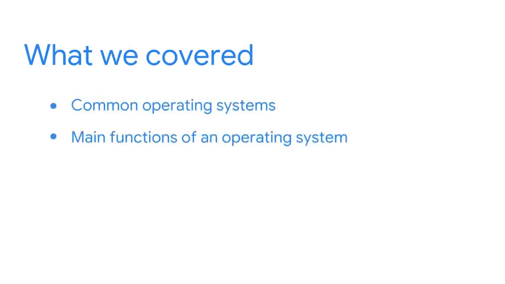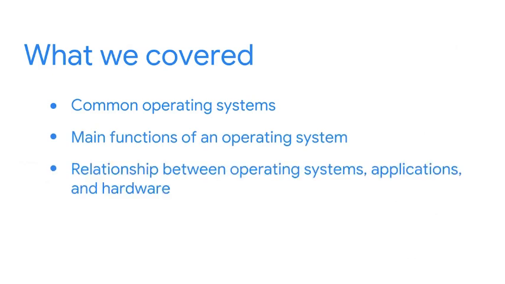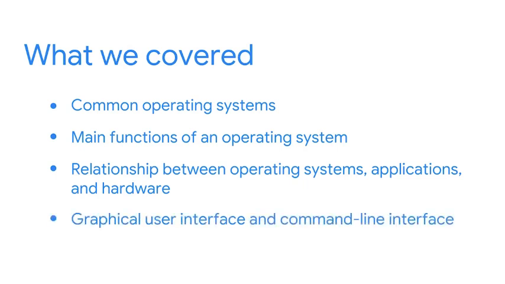In this section, we covered common operating systems. We also discussed the main functions of an operating system. Importantly, you learned about the relationship between operating systems, applications, and hardware. It was nice to learn how they flow together like an orchestra. In addition, you learned about the differences between the graphical user interface and the command line interface. Understanding the command line interface will be very important for your work.